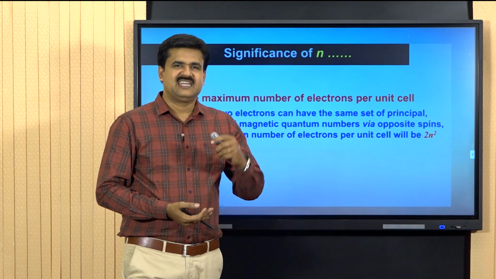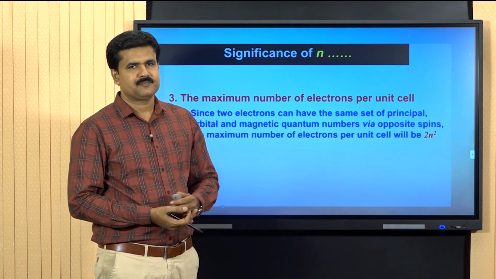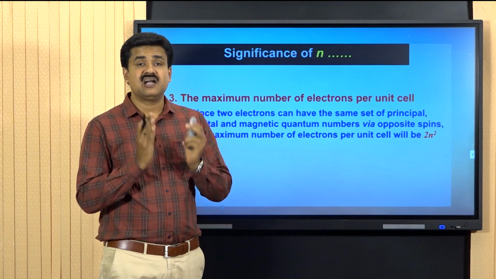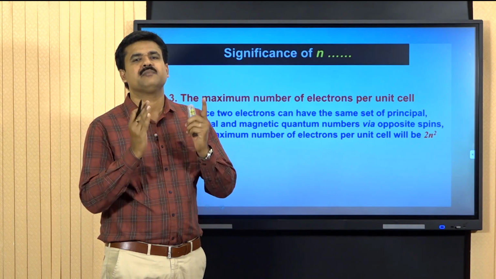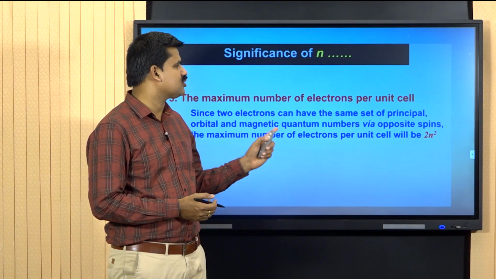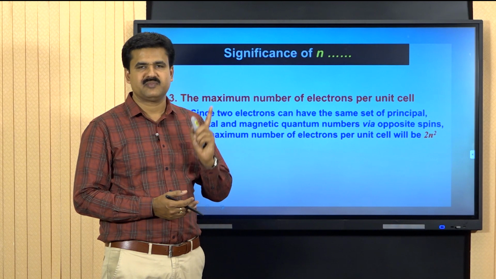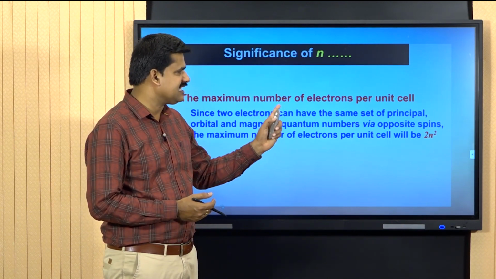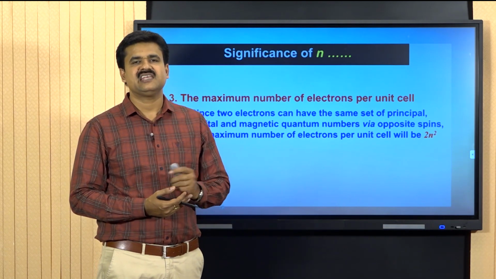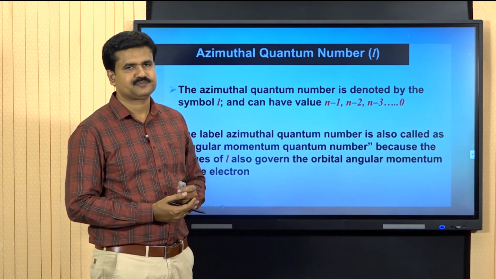Moving on to next significance of principal quantum number. The maximum number of electrons present in a shell is also related to the principal quantum number. Since two electrons can have the same set of principal, orbital and magnetic quantum numbers via opposite spins, the maximum number of electrons present in a shell will be equal to 2n squared. That is, n is the principal quantum number.